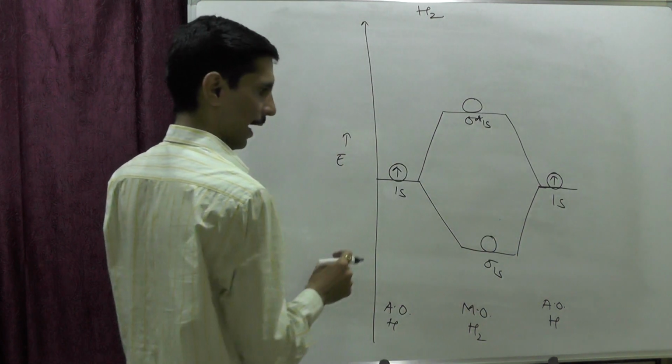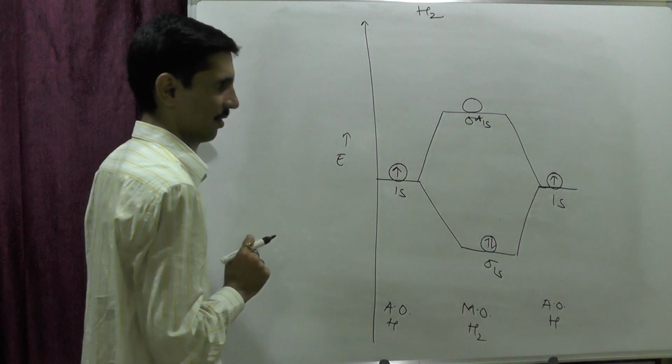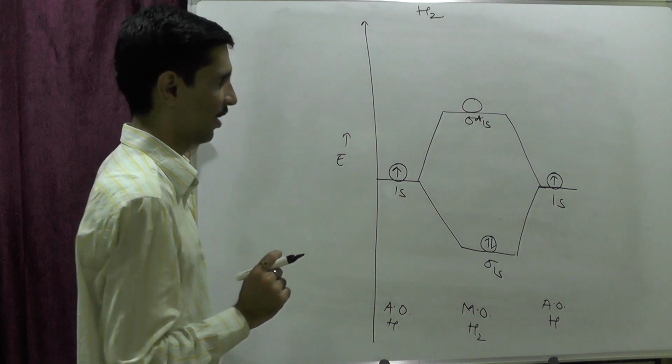Now both of them are going to pair up, which I have already told you. It's always going to be from lower to higher. So in this way you can see, sigma 1s2.